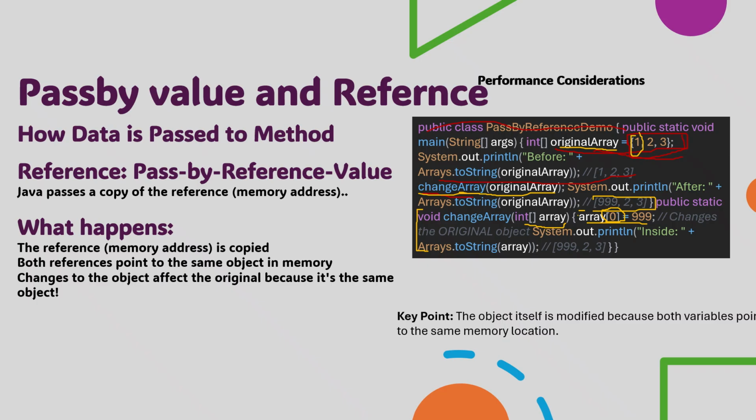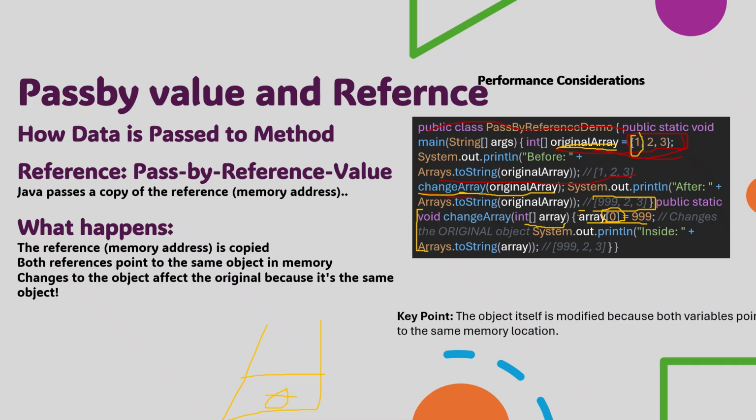Both variables point to the same memory location. So our variable original array is pointing to, we assume, our memory location. Let's assume this is our memory location for our array. So we declare it here and it has been stored here.